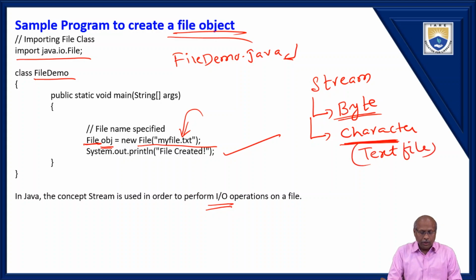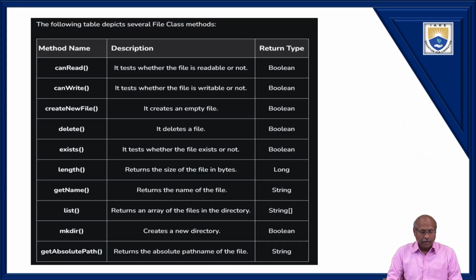Now, we will see what are the operations we can do on file. Generally, when I say file, you can do multiple operations. You can check whether file is readable or not. You can check whether file is writable or not. So this particular method, when you use with your file object, it will return a boolean value, true or false. Similarly, it will check whether file is writable or not. So that means it returns a boolean value.